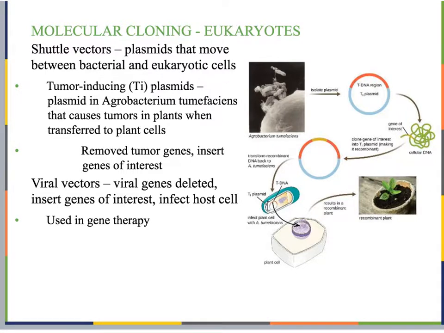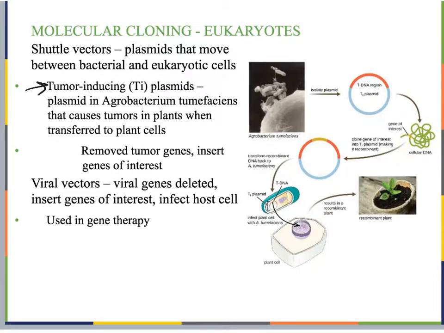We can also use something called shuttle vectors or viral vectors. First, shuttle vectors are plasmids that move between bacterial and eukaryotic cells. This is very, very specific, though. Oftentimes, this is when we're using a TI plasmid. Here, a TI plasmid is a tumor-inducing plasmid.